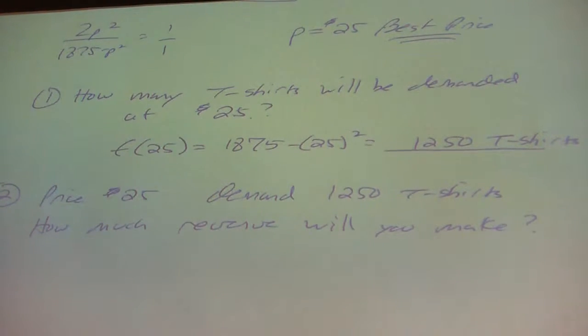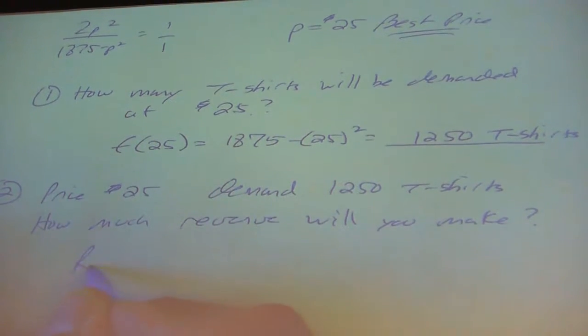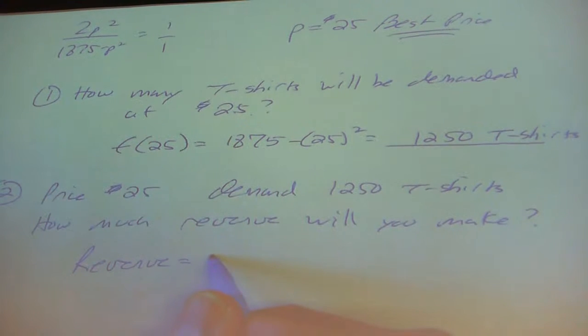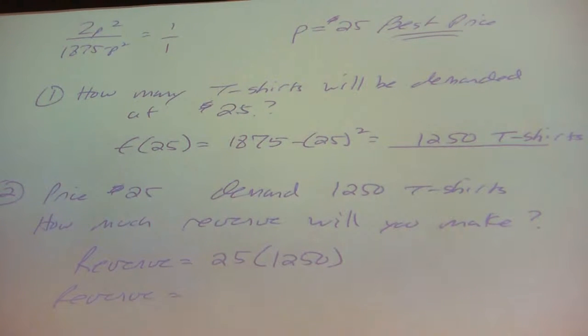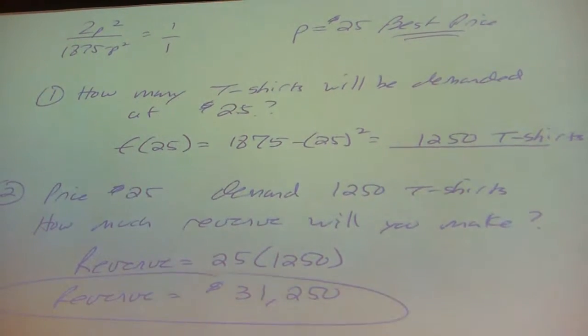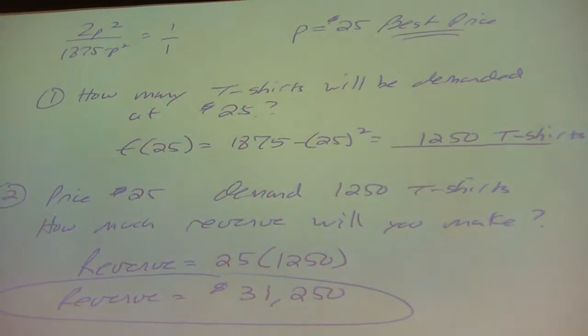So if you want to find revenue, what do you do? 25 times 1250. Each one is $25. You're going to sell 1,250 shirts. How much revenue will you make? 31,250. Okay? So again, you have to take this a step further, because what does this mean?